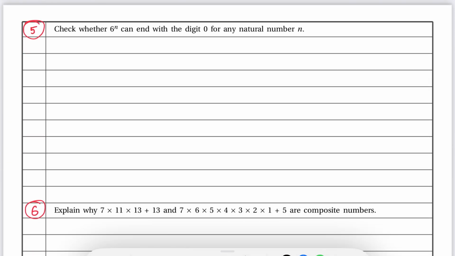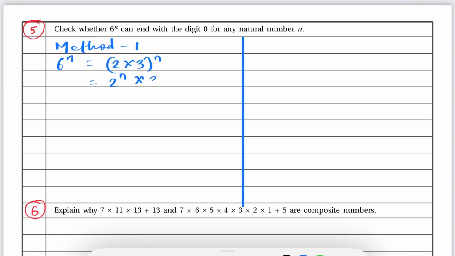Check whether 6 power n can end with the digit 0 for any natural number n. Okay, here there are two ways that I will explain you. First we go for method 1. There is a trick and there is a method. If you observe carefully here, 6 power n, can I write like this? 2 times 3 whole power n. So it means it is 2 power n and 3 power n, right?